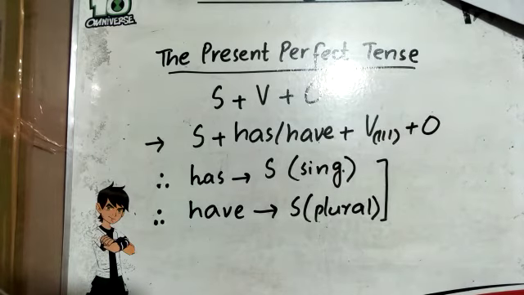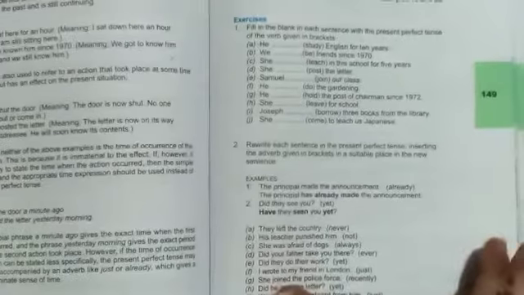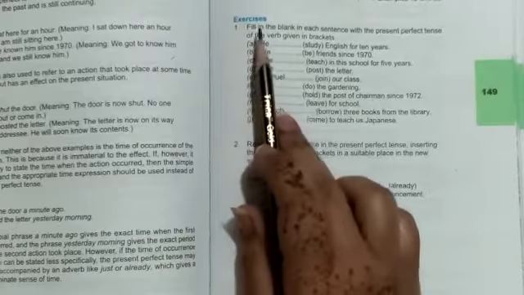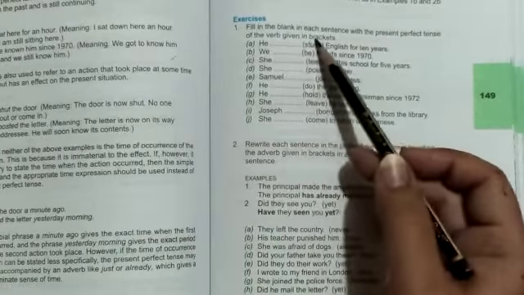Now it's time to move towards the exercise of this chapter. So now let's start. Here we have this exercise which is on page number 149. Here you have this exercise, and the statement is: fill in the blank in each sentence with the present perfect tense of the verb given in brackets.